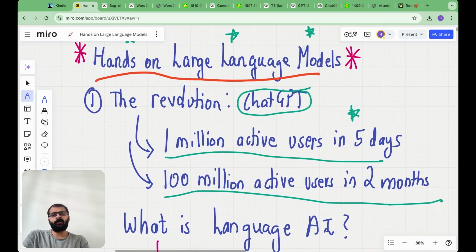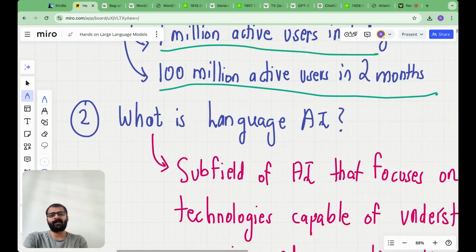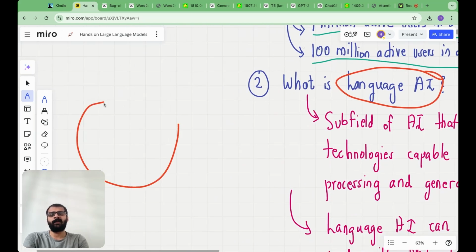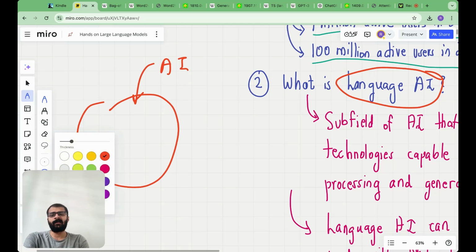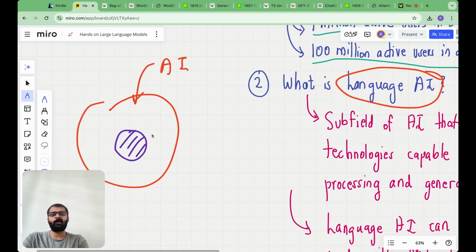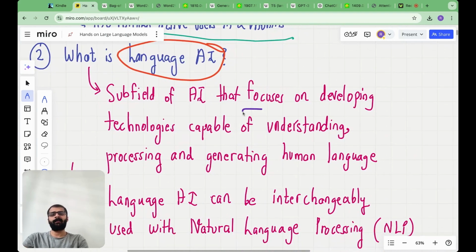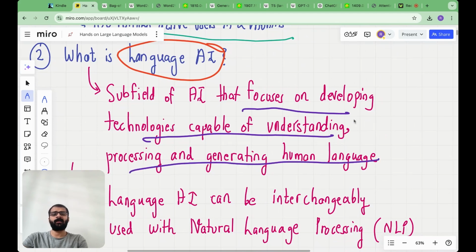So, before learning about large language models, we need to understand that there is a new terminology which is language AI. If AI is the broad field, within AI there is a subfield which I am marking with the purple color right now, and that is the field of language AI. This is the subfield of AI that focuses on developing technologies which are capable of understanding, processing, and generating human language. ChatGPT comes under the domain of language AI.